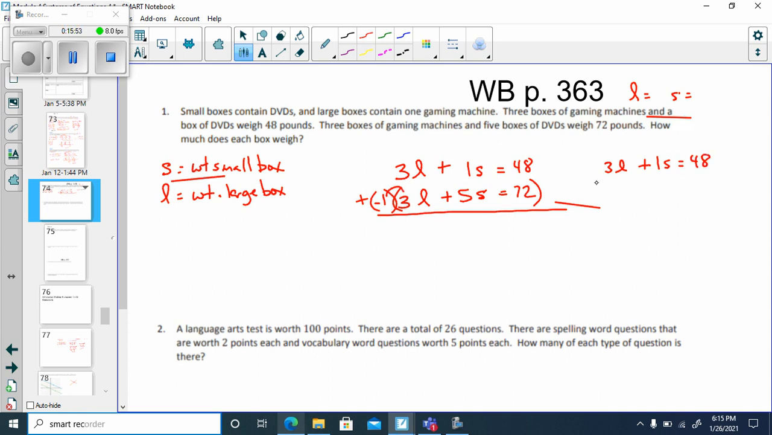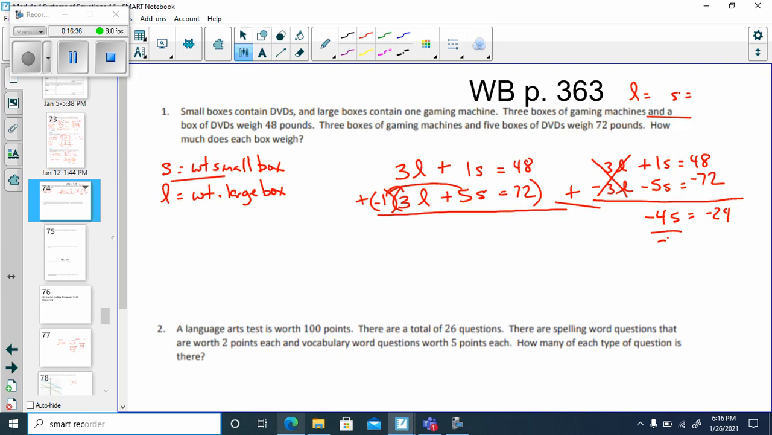And let's use our distributive property. -3L minus 5S equals -72. You're adding these. Positive 3L plus negative 3L gives you 0. You've eliminated this variable. 1S plus -5S is -4S. 48 plus -72, you'd find the difference there, and you get -24.